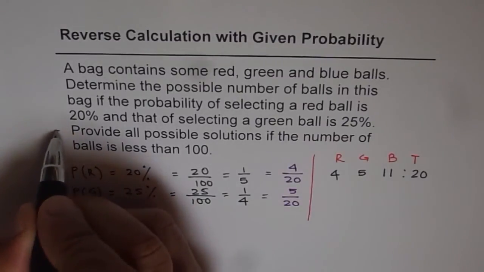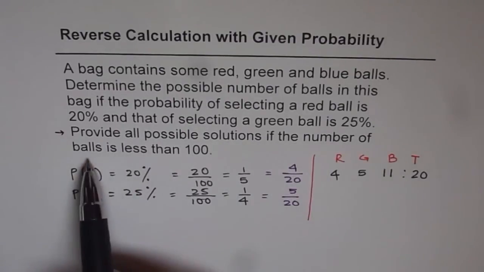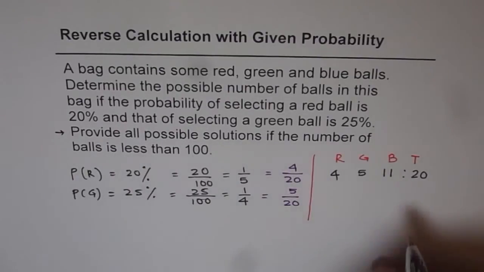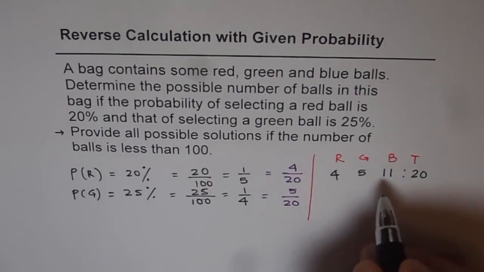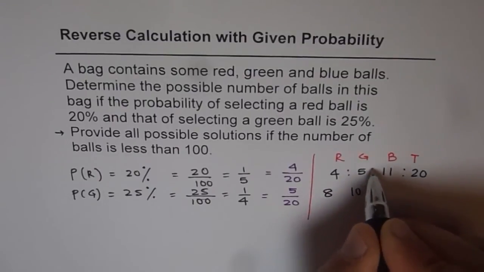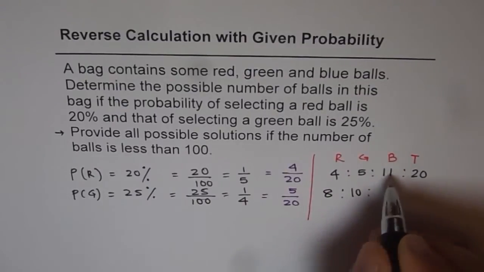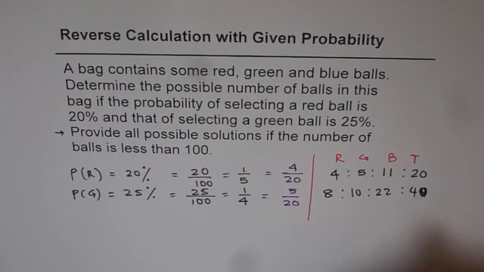Well, important part here is also provide all possible solutions if the number of balls is less than 100. So less than 100 means it could be 40 also, right? So if I multiply everything by 2, I get what should be the combination when the total is 40, right? So let's multiply by 2 and get 8. So let me write ratios, right? So it is basically ratios. Times 2 is 22, and of course that totals to 40, right? So that is 40.